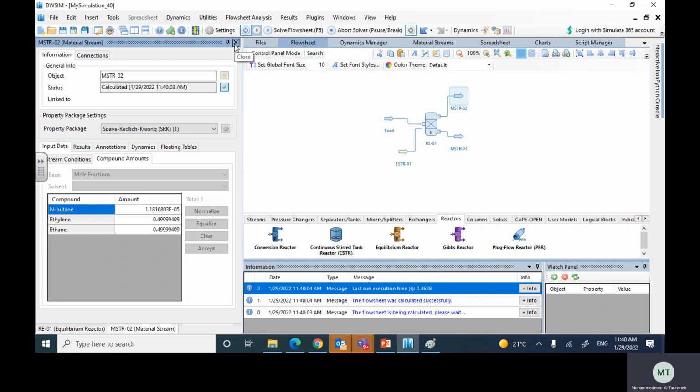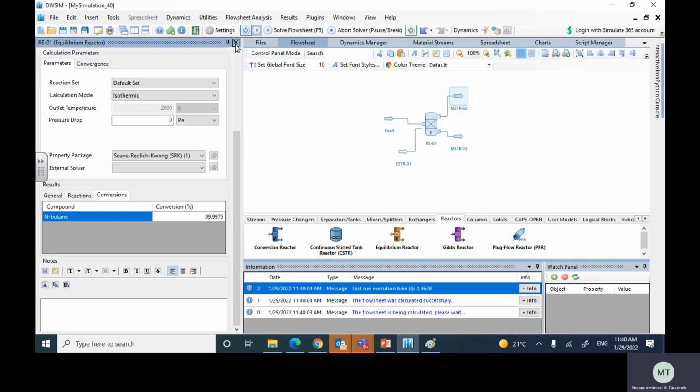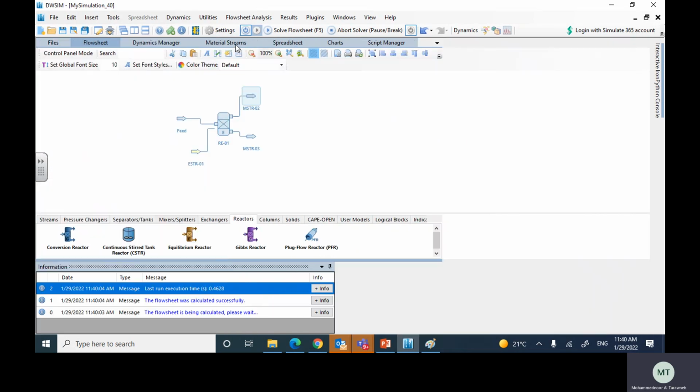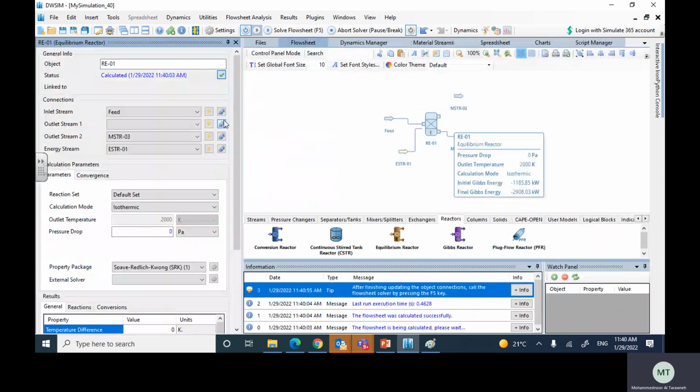Now we can also assume that we have an adiabatic process, and we would like to calculate the equilibrium mole fraction at adiabatic conditions. So click on the reactor again, and change the calculation method to adiabatic.